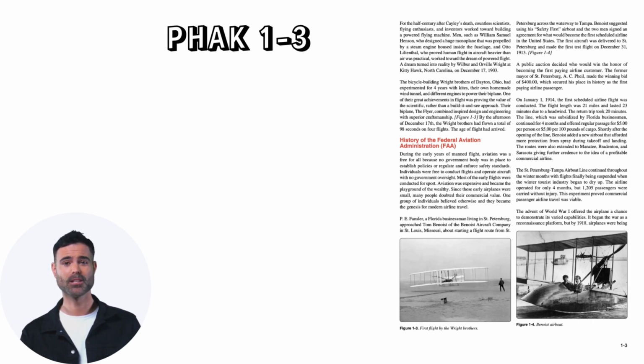Individuals were free to conduct flights and operate aircraft with no government oversight. Most of the early flights were conducted for sport. Aviation was expensive and became the playground of the wealthy. Since these early airplanes were small, many people doubted their commercial value. One group of individuals believed otherwise, and they became the genesis for modern airline travel.